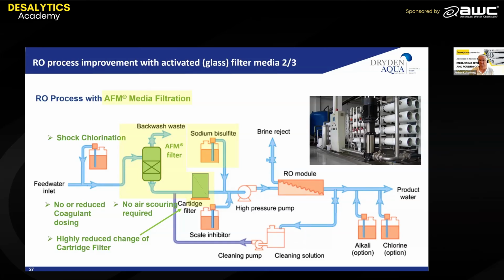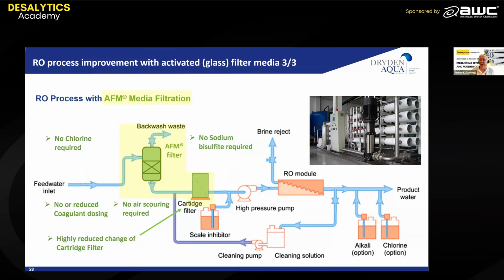So air scouring means you save on capex, you save on opex, because you only need water for the backwash. And as mentioned before, cartridge filter exchange rate is reduced because we remove much finer particles. So if you go to an optimized system where we only use AFM and everything has been optimized with AFM, you can see that if there is no chlorine required, we reduce or almost no coagulant required, no air scouring, and no other than the downstream sodium metabisulfite, or much less. Yeah, cartridge filter lifetime is extended, so there's a lot of OPEX savings around using our filter media.